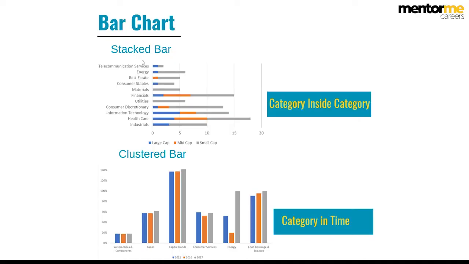There's a stacked chart, in which you can see that a single bar itself consists of multiple pieces of information. You've got large cap, mid cap, and small cap stocks, and this is the data I am looking at right now. Then you've got clustered bar. Clustered obviously means groups. Here you can see we've used groups of different kinds of companies in different sectors and across time. So category and time is where you use the clustered bar chart.